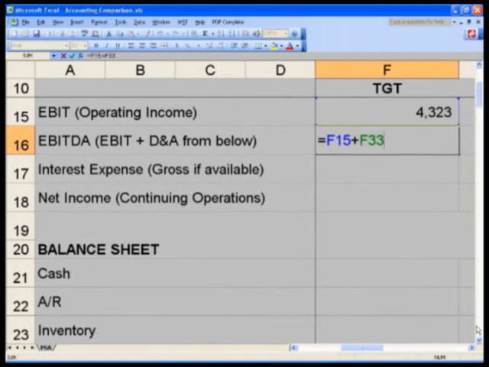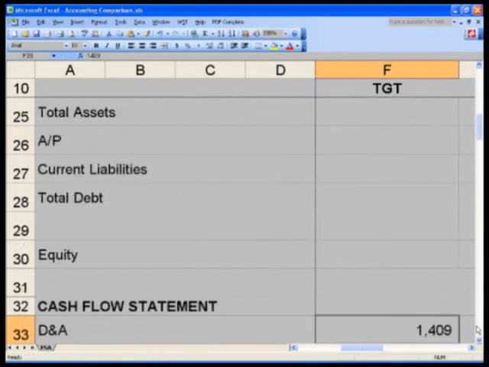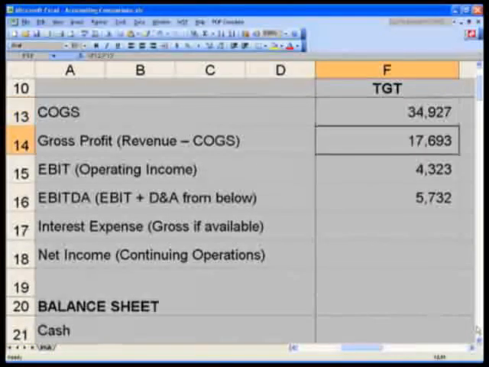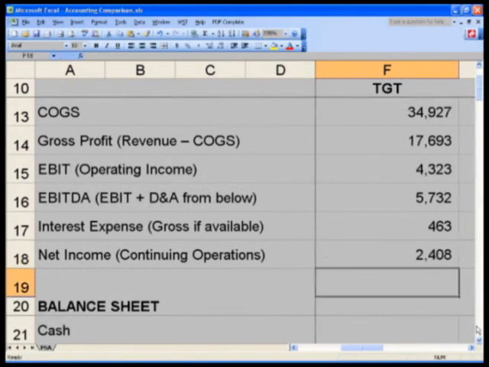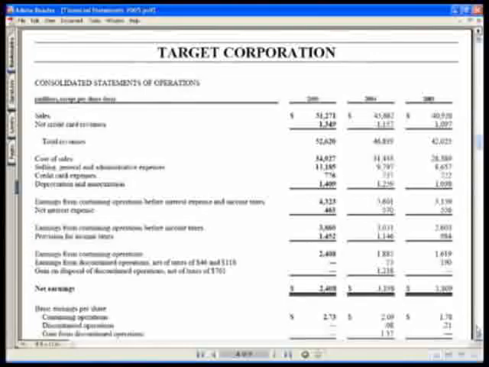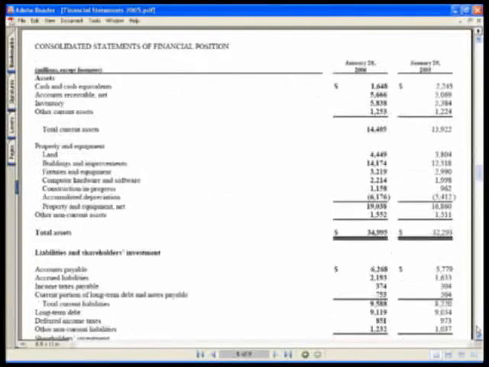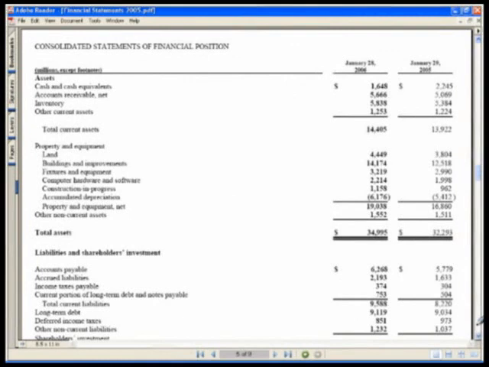So I will go ahead and calculate EBITDA as the sum of EBIT 4323 plus that number down here, 1409. You should have an EBITDA number of 5732. Our interest expense, if you recall, was 463, and our net income from continuing ops was 2408. We have now finished our inputs for the income statement for Walmart as well as for Target. Let us now go to the balance sheet for Target. The balance sheet, statement of financial position. Let's take a quick look at the numbers that we want.